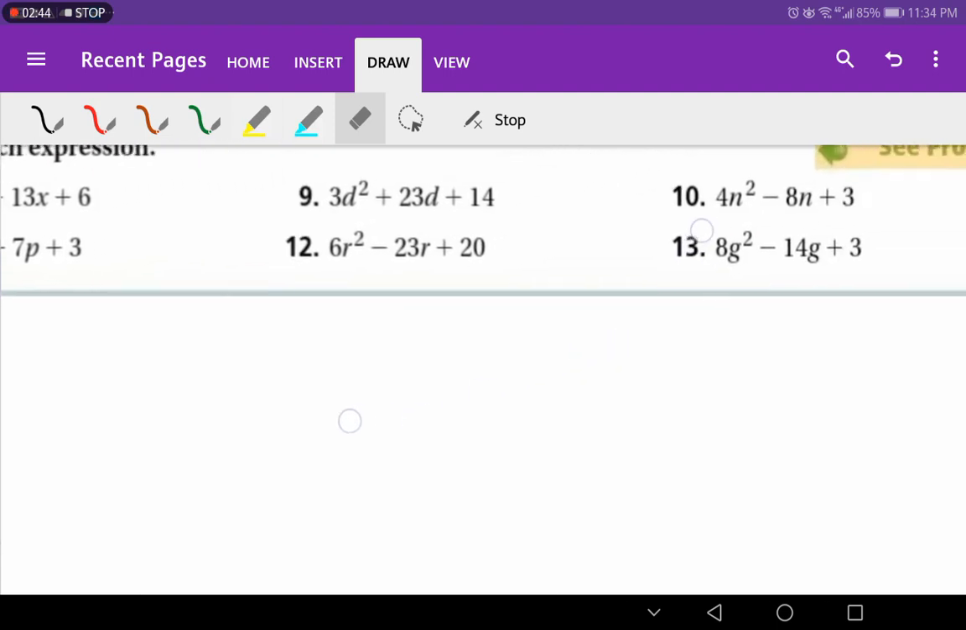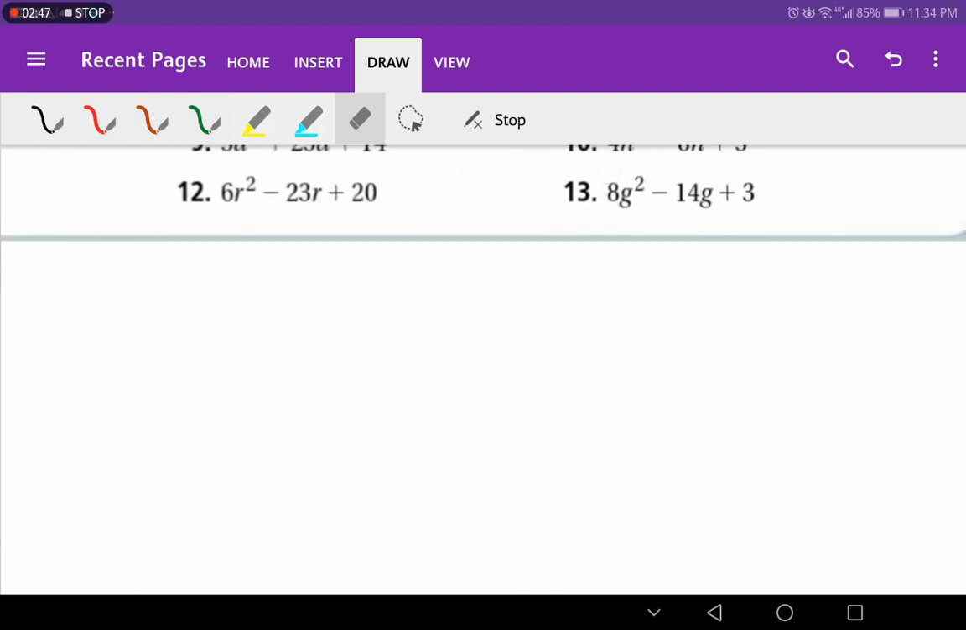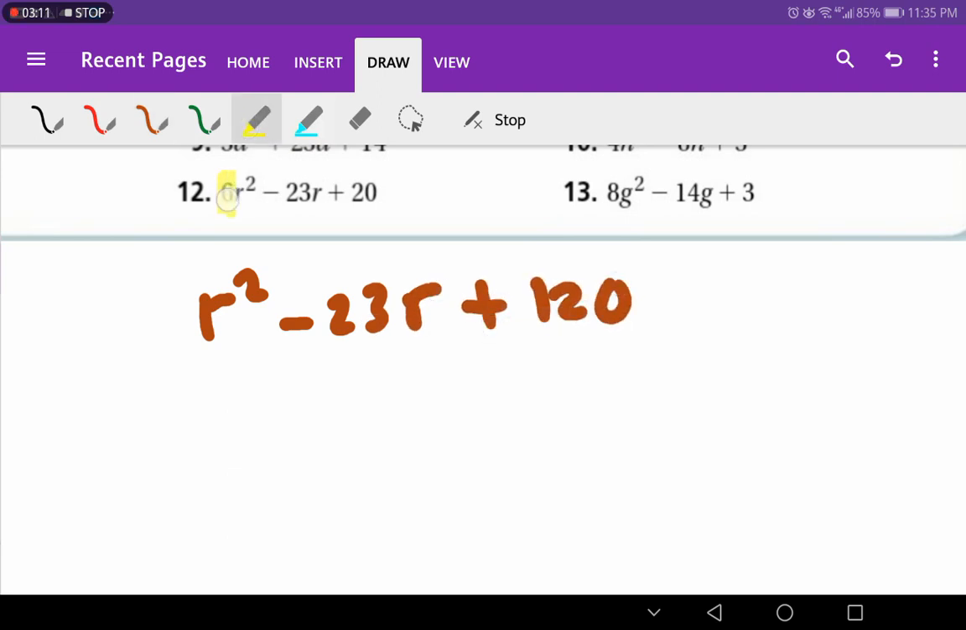Teacher, if I have a big number here, as you see here, 6 multiply 20, it is equal 120, yes? Good. Okay, I will rewrite it here. R squared negative 23R plus 120. I just multiply the 6 by the positive 20, and now your mission is to find two factors for 120.